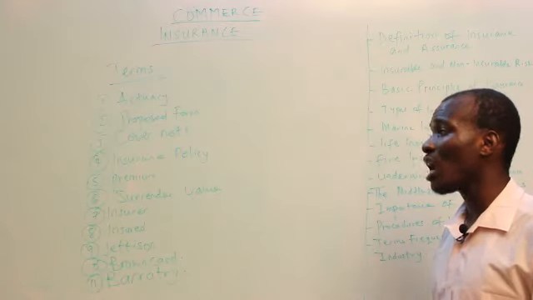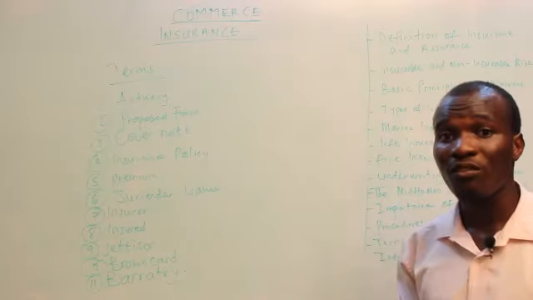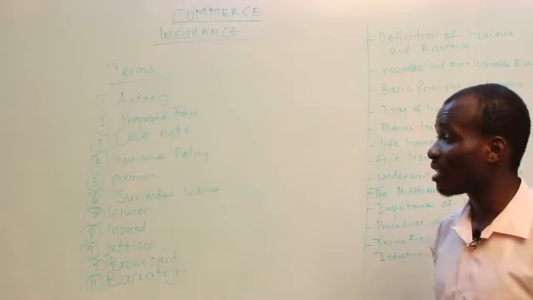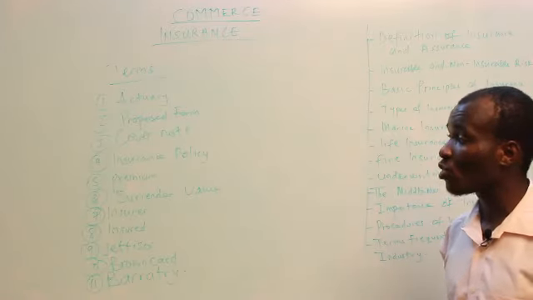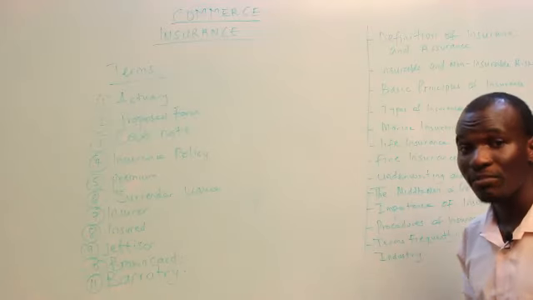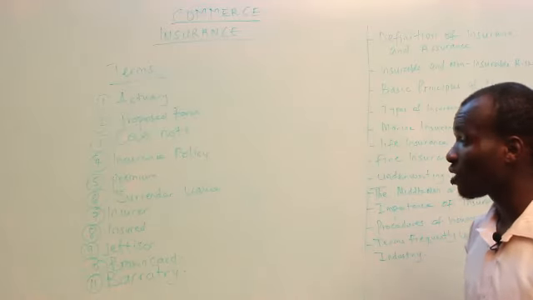Now the next thing we have is the premium. This shows the fixed amount of money that will be paid by the insured person to the insurer within a certain period of time. This money can be paid weekly, monthly, or yearly, based on the agreement of the contract between the insured and the insurer.